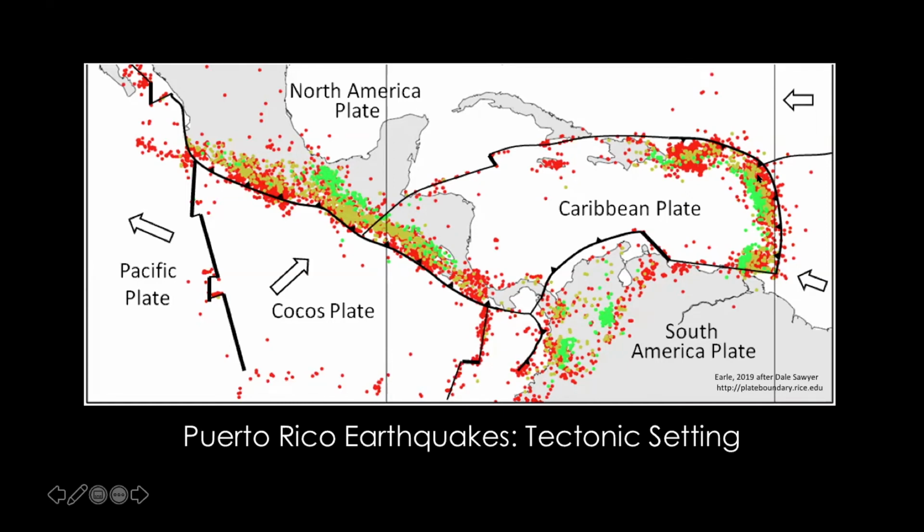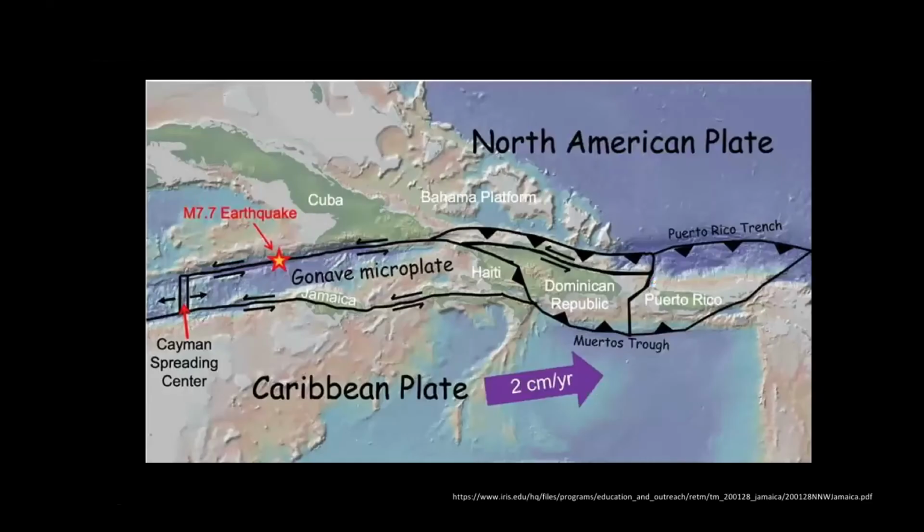So let's zoom in a little bit to look a little bit more closely. Now we're looking at the northern boundary between the Caribbean plate and the North American plate. You can see that rather than being just one line, the boundary between the plates is more of a zone. There are several microplates. You can see these three here, squeezed between the two larger plates.